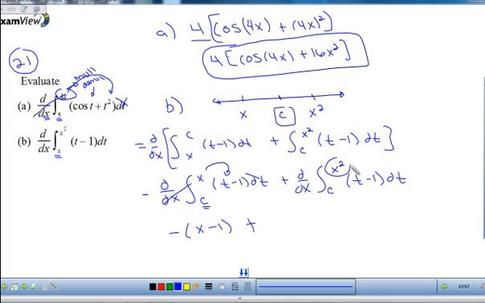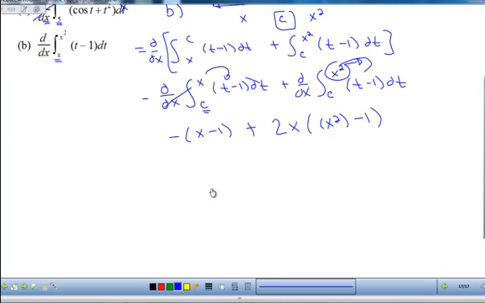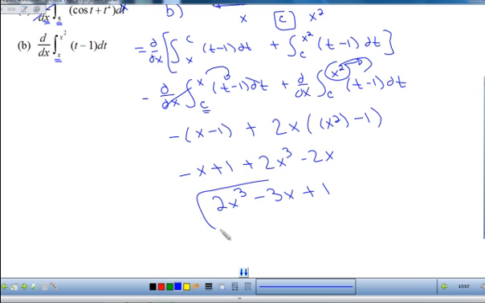Okay, here they don't match, but the rule says I can multiply by the derivative and then substitute inside. So my answer is going to be negative x plus 1 plus 2x cubed minus 2x, or 2x cubed minus 3x plus 1.